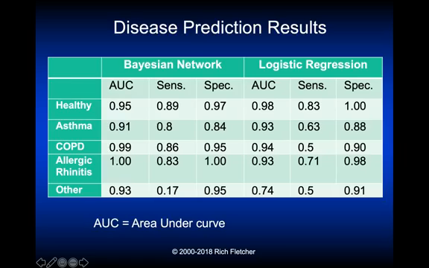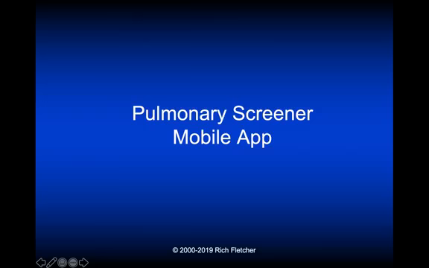I will not discuss that in detail, but the main point here is that this algorithm does a pretty good job. Our range of accuracy is from, let's say, 85% to 90%, which is quite good for a screening tool.